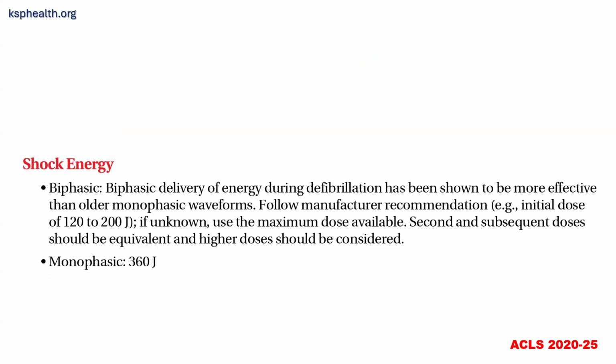Second is shock energy. Right now, we use only biphasic. Once upon a time, almost 20 years ago, we used to use monophasic. That has been completely removed from every hospital in the United States. Anyway, biphasic delivery of energy during defibrillation has been shown to be more effective than older monophasic waveforms. Follow manufacturer recommendation. Initial dose with biphasics is 120 to 200 joules. If unknown, use the maximum dose available. Very important, second and subsequent doses should be equivalent or higher doses.